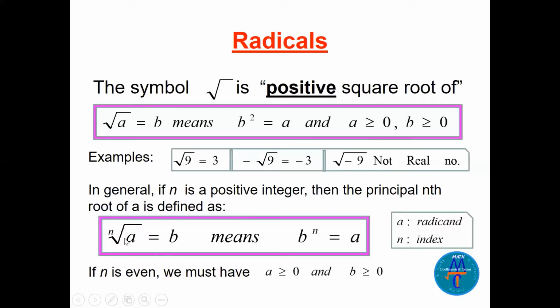Now let's go in general. We have nth root of a. You see n here, on the right side, we call it the index. Please know this word all the time. This n here is the index, and a, under the radical, we call it the radicand. These are very important words you have to know in vocabulary. So nth root of a is equal to b if b to the power n is equal to a. Remember, a is positive and b is positive.